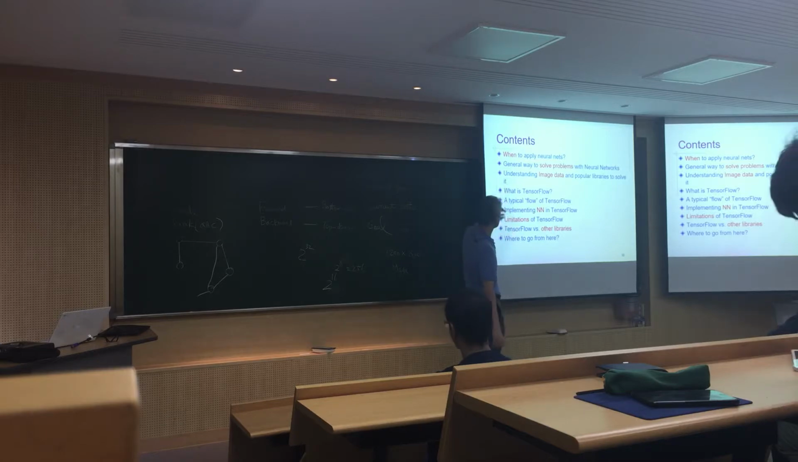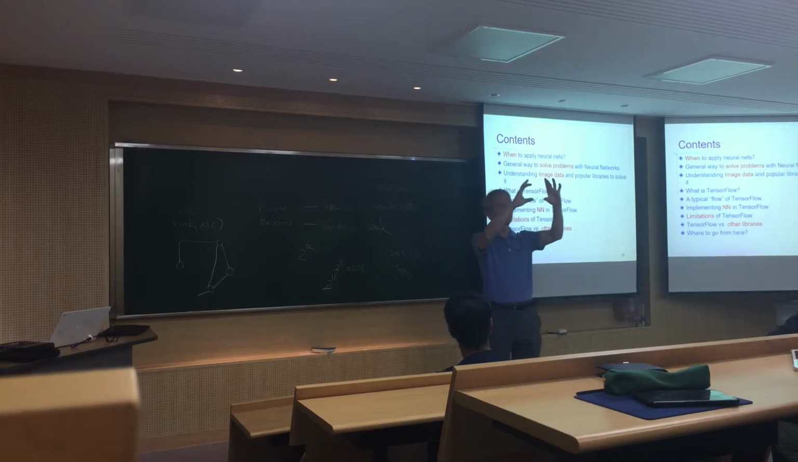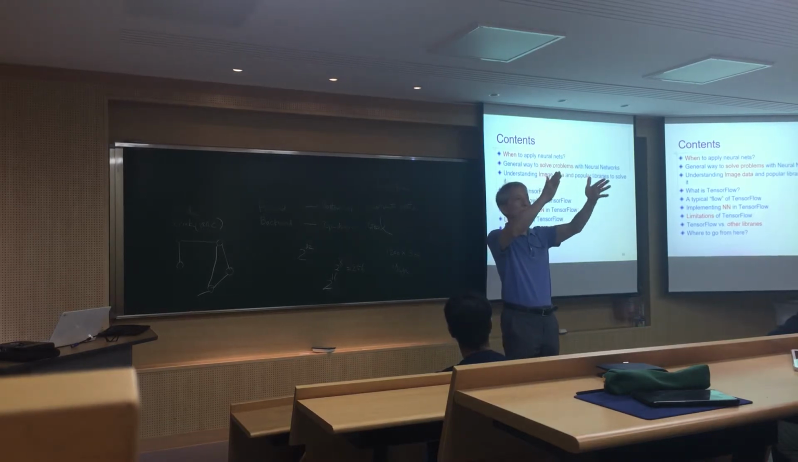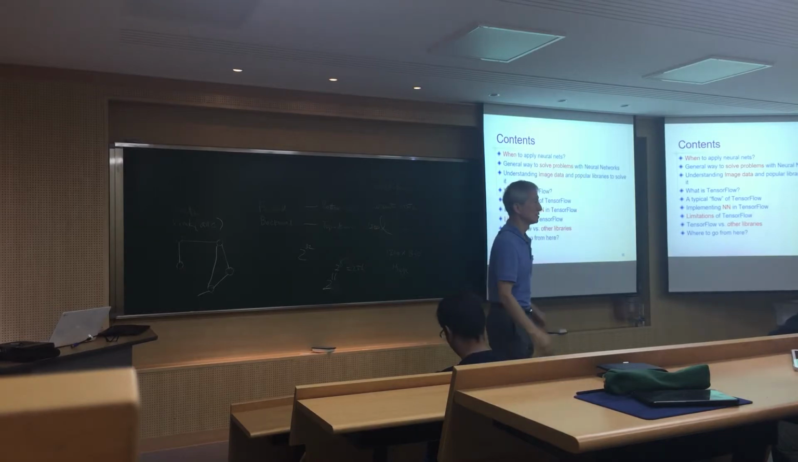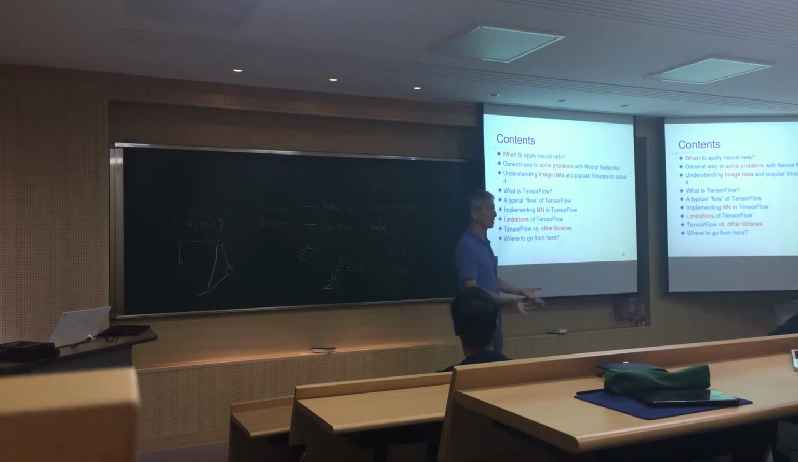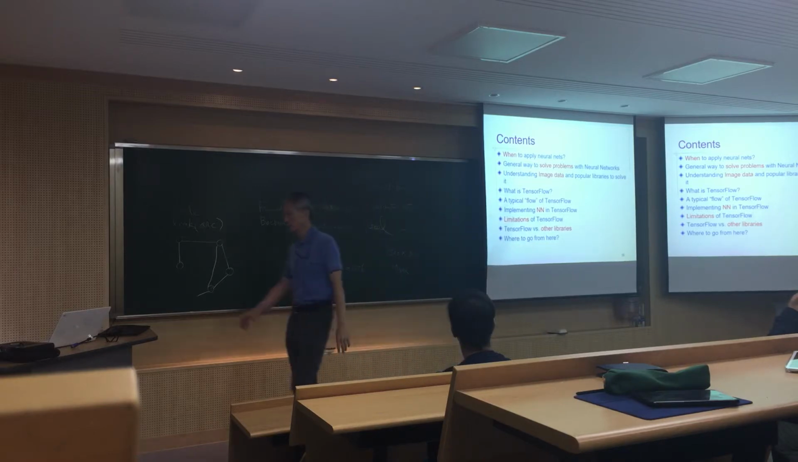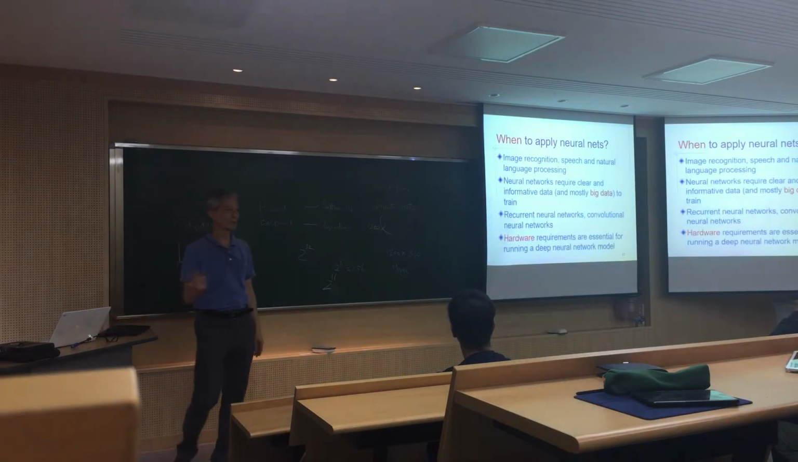So image data, how are we understanding the image from the clock? This is 11 o'clock, 12 minutes, right? We know that, right? But how can your computer do that? Or how can a neural network do that? That is, how can we understand the image data? What is TensorFlow, and what is flow inside that, and neural networks in TensorFlow, limitations, other libraries, and that is the formation of the paper. Question? Any question?